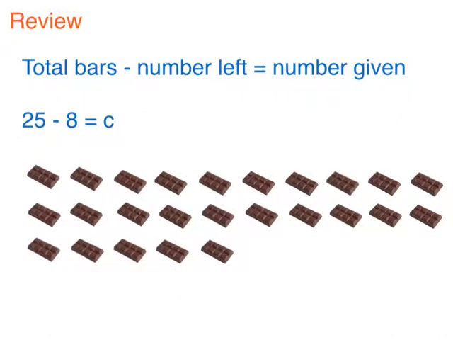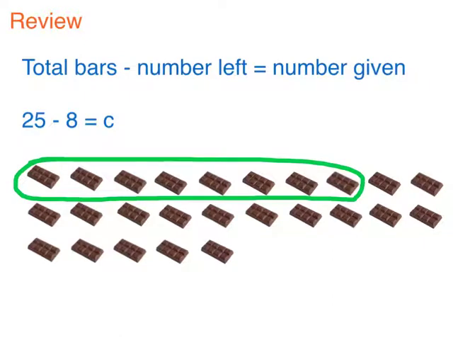So in this lesson, we learned how to use a variable to write an equation. In our problem, Mr. W had 25 chocolate bars. After giving some of them out, he had 8 left. So this was one of the equations that we wrote. We wrote that 25 minus 8 is equal to C, and C was the number of chocolate bars that he had given out. So if Mr. W had 8 left over, we see that there were 17 chocolate bars that were given out. So this is how we use variables and equations together to solve problems.